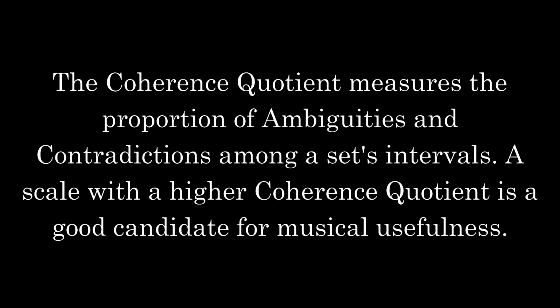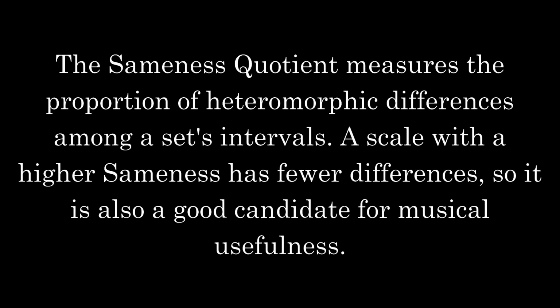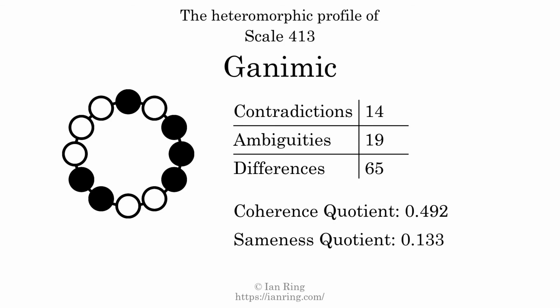The coherence quotient measures the proportion of ambiguities and contradictions among a set's intervals. A scale with a higher coherence quotient is a good candidate for musical usefulness. The coherence quotient is 0.492. The sameness quotient measures the proportion of heteromorphic differences among a set's intervals. A scale with a higher sameness has fewer differences, so it is also a good candidate for musical usefulness. The sameness quotient is 0.133.